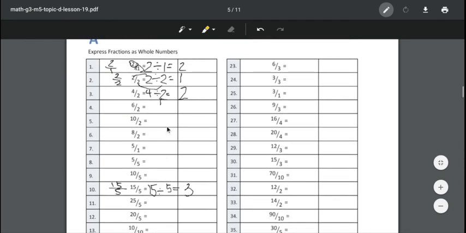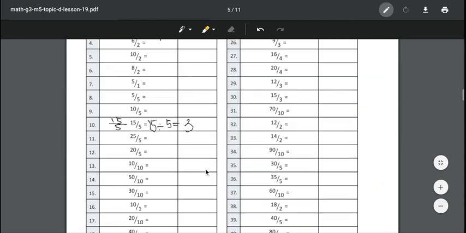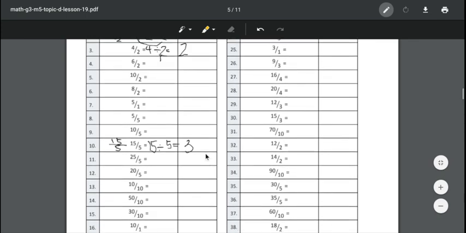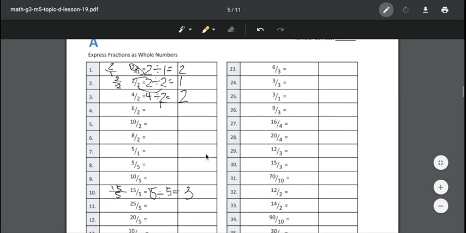So friends, I expect you to do only one column today. All right, it's a little tricky, but I believe in you. You can do it. If you get stuck, you can use your resources, or your parents could text me, or you could ask me at a Google Meet, or you can use your chart. You could skip count. Email me.